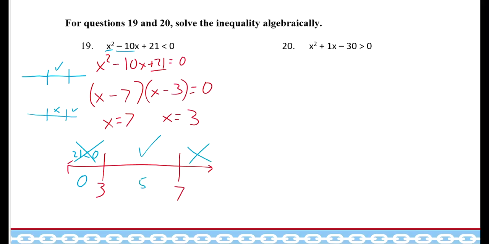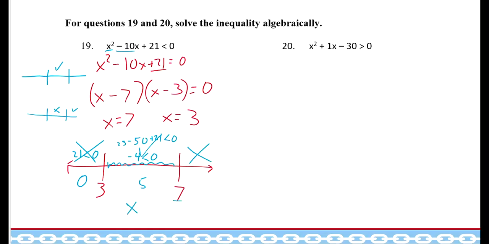And if I subbed in a 5 here, and you don't have to do this, I would get 5 squared is 25, minus 10 times 5, which is 50, plus 21 less than 0. And if I simplified that, I would get negative 4 less than 0. And that is a true statement. So this is the valid part of the graph.